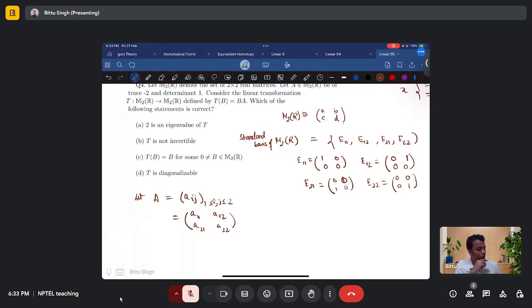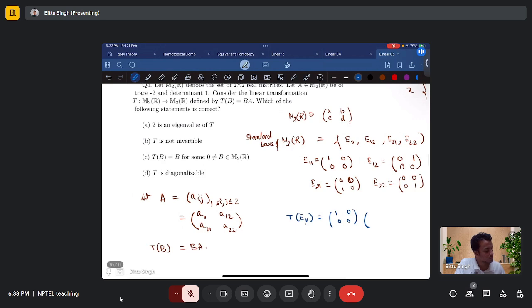Now we need to see what is T applied on B. So T applied on B is given as B times A. Therefore, if we apply T on E11, it is the same as multiplying this E11 with A. By definition, this is E11 times A, and we chose A to be this, A11, A12, A21, A22.